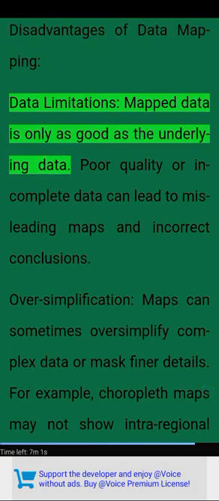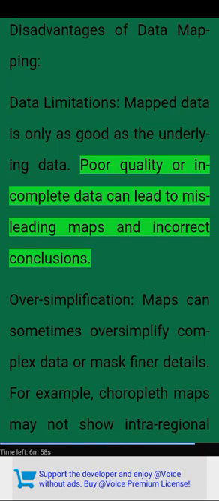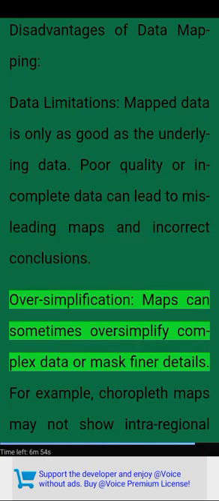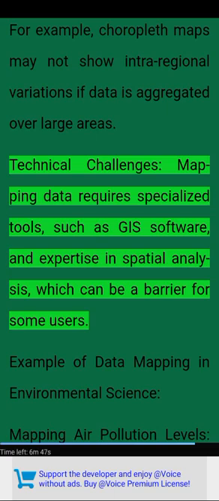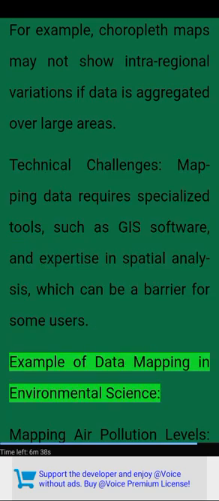Disadvantages of data mapping. Data limitations. Mapped data is only as good as the underlying data. Poor quality or incomplete data can lead to misleading maps and incorrect conclusions. Oversimplification. Maps can sometimes oversimplify complex data or mask finer details. For example, choropleth maps may not show interregional variations if data is aggregated over large areas. Technical challenges. Mapping data requires specialized tools, such as GIS software, and expertise in spatial analysis, which can be a barrier for some users.